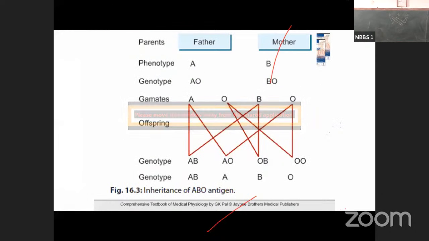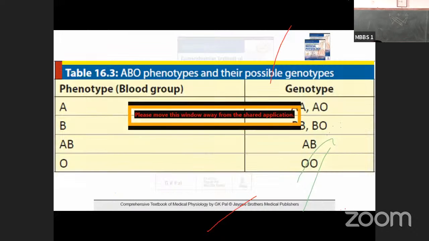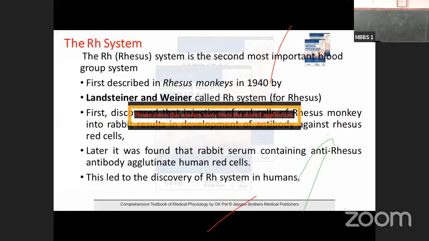So again, see, this is the phenotype A and B, genotype AO or BO, gametes, and then the formation of genotypes AB, AO, BO, or OO. The blood group is A or AO, B or BO, AB, and O. This is the ABO system.